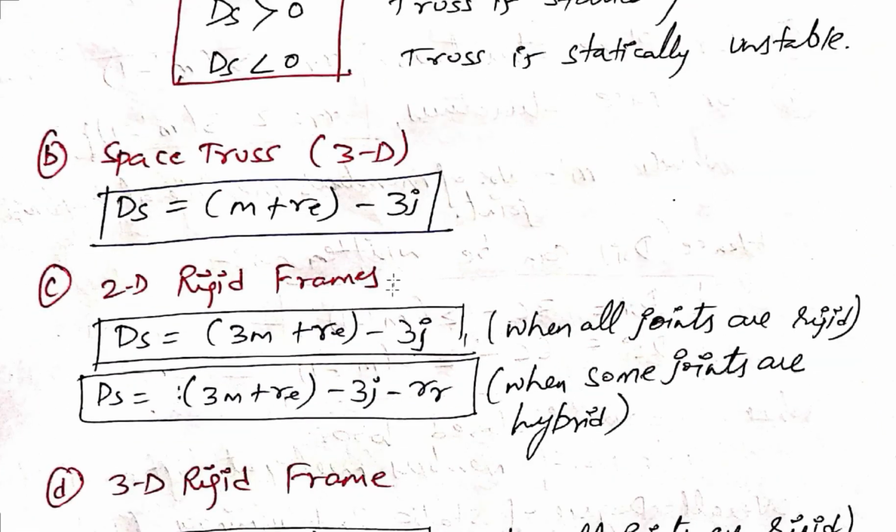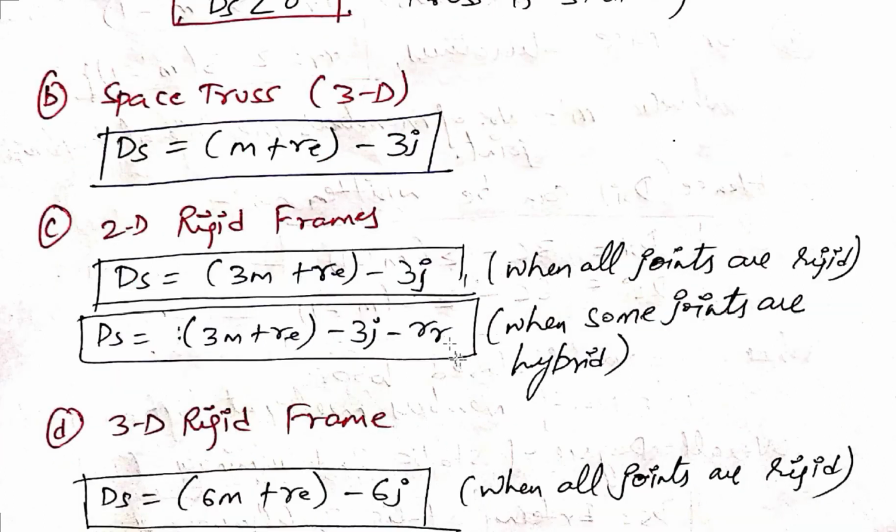For 2D rigid frames, the formula is DS equal to 3M plus RE minus 3J, when all the joints are rigid. If some joints are hybrid, then the DS value is 3M plus RE minus 3J minus RR. The released reactions are also counted when some joints are hybrid. So DS is calculated as 3M plus RE minus 3J minus RR for 2D rigid frames.